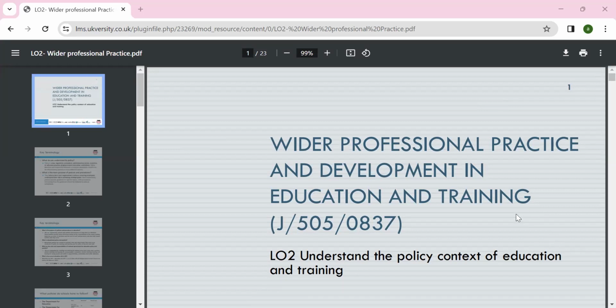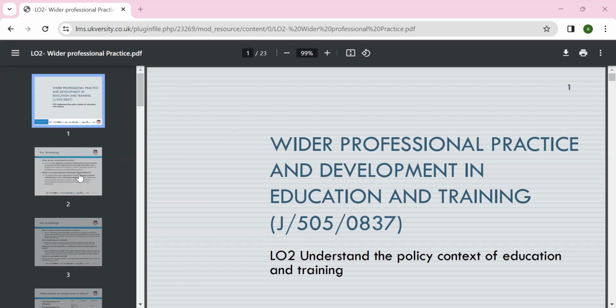Okay, we'll start. Today's lesson will go through LO2, which is about understanding the policy context of education and training. Of course, the rules and policies carry on changing, and by law we have to follow these rules and policies that are in place, depending on whichever setting we work in. So we'll go through those.